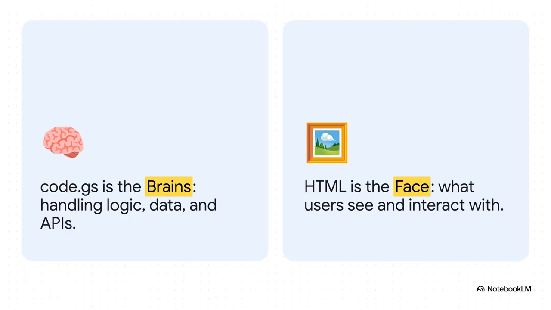Now that we're actually inside the app, we need a solid way to organize our code. When moving into HTML and AppScript, an easy way to think of it is this. The code.js file is the brains, and the HTML script is the face. It's really that simple. The brains handle all the heavy logic, the data access, reading from sheets, making those API calls. The face, on the other hand, is entirely about what the user actually sees, what they click, and what they interact with right there in the browser window.